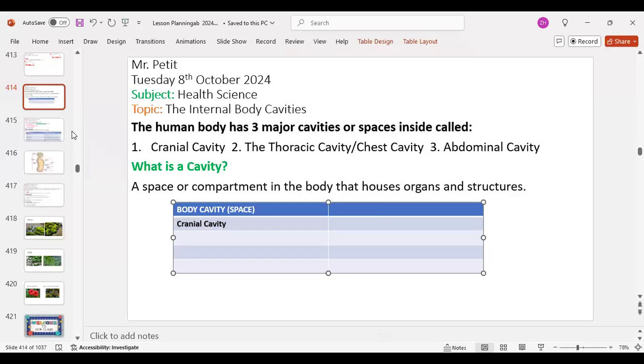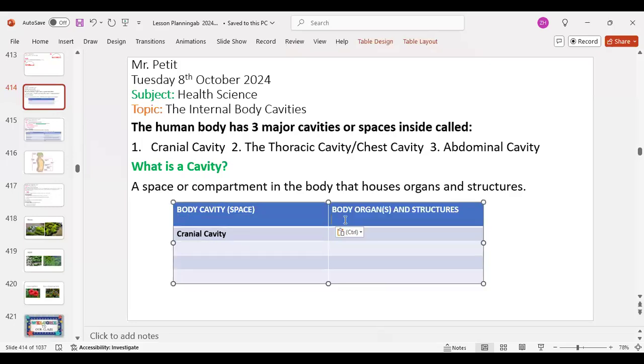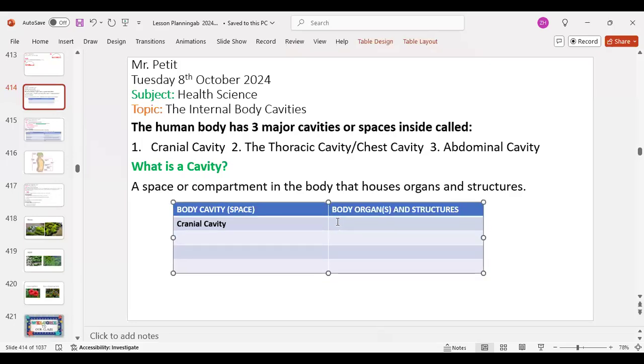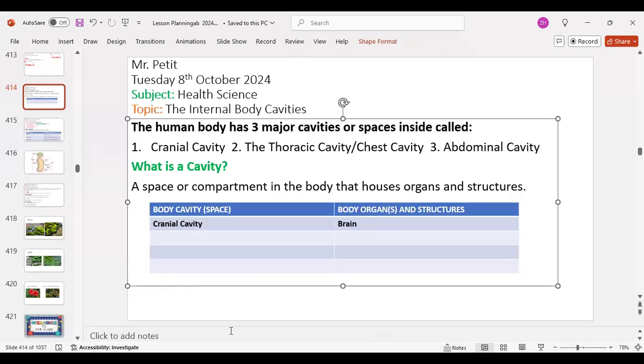For the cranial cavity, the only organ that's inside the cranial cavity is what? The brain. Very good. So the brain is in here. That's the cranial cavity. Write this down for me, please. The brain is inside the cranial cavity.